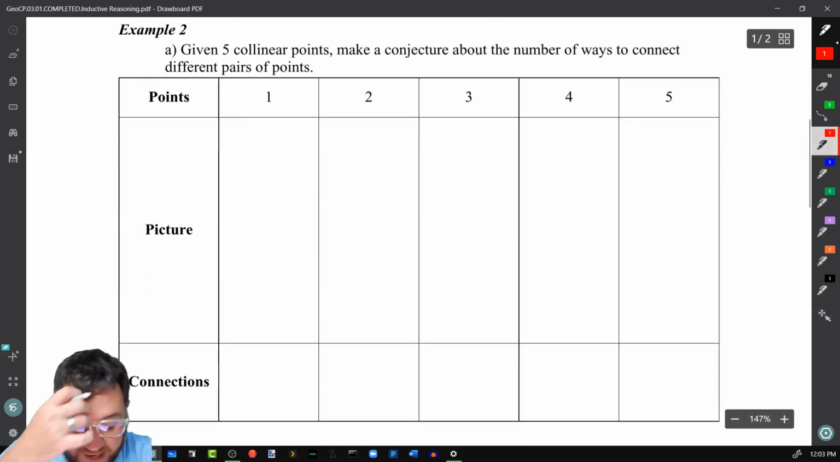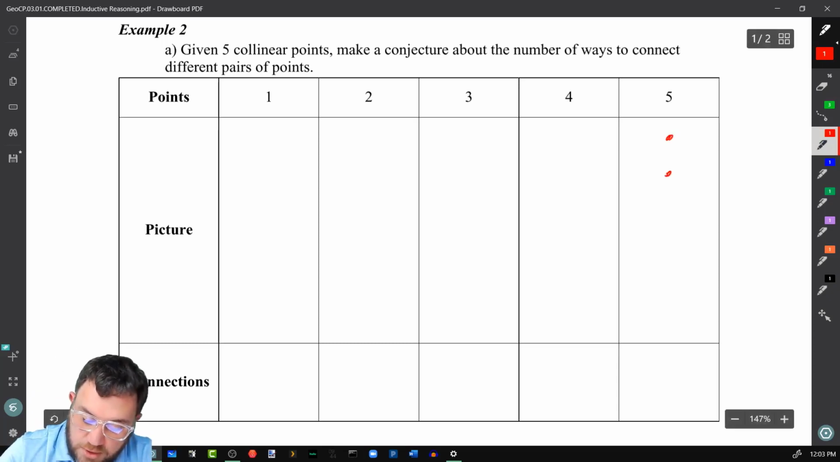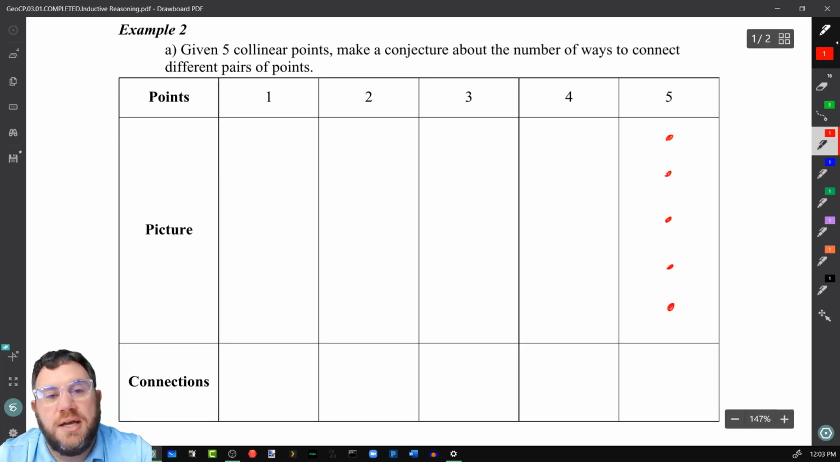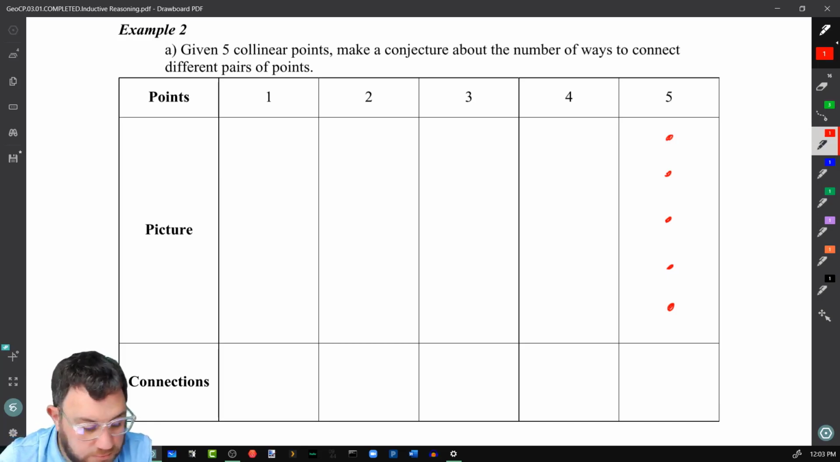Given 5 collinear points, make a conjecture about the number of ways to connect different pairs of points. So basically, if we have 5 points that are in a straight line, all on one line, how many different line segments could we draw is essentially what we're asking there.